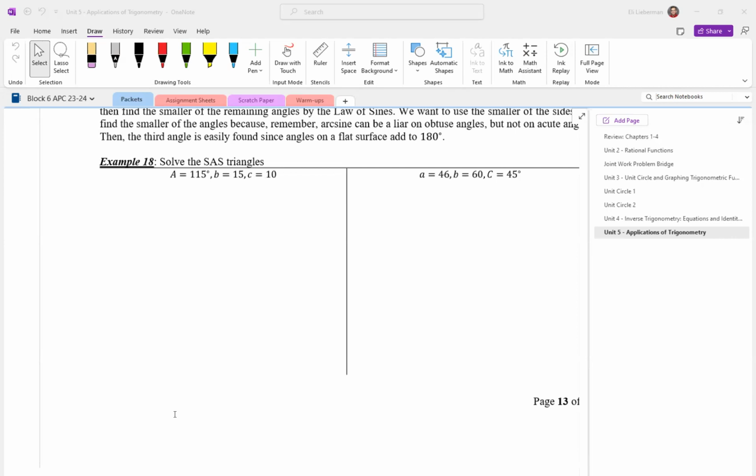Is it going well? Yeah. You're making good progress? Okay. Wait, did I miss something? No. We don't need law of cosines. Oh, you do.